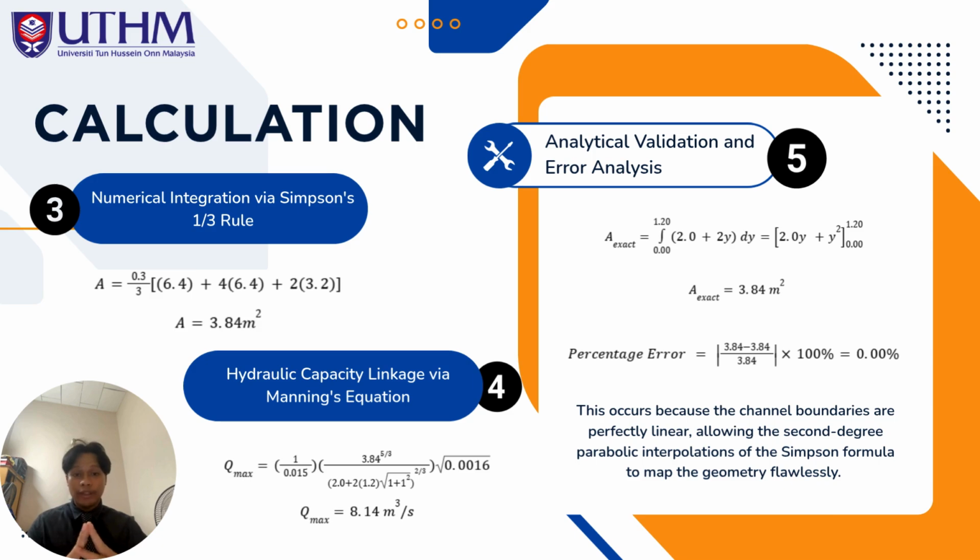For the last procedure, we do the analytical validation and error analysis. We use the standard area formula to calculate the exact area and we also get 3.84. That means the percentage error for this project is 0%. This means our calculation is correct. This occurs because the channel boundaries are perfectly linear, allowing the second-degree parabolic interpolation of Simpson's formula to map the geometry flawlessly. Now, I will pass it to the next presenter, Muhammad Ishraf.